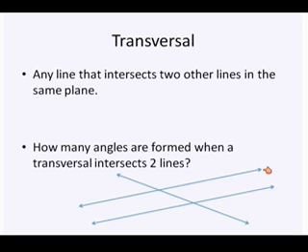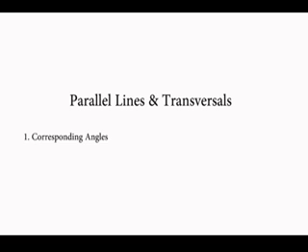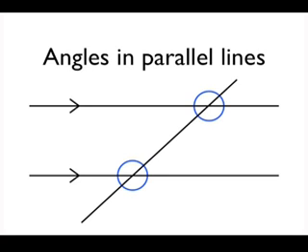So we have two parallel lines and a transversal cutting them, and we have a group of angles all over here. Specifically, there are 8 angles formed. Let us look at the features of these angles. We start with corresponding angles. Again, here are the two parallel lines and the transversal. The blue circles indicate the angles formed. So, what are corresponding angles?